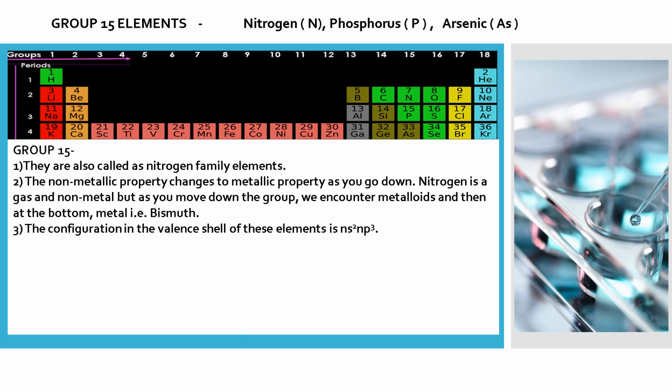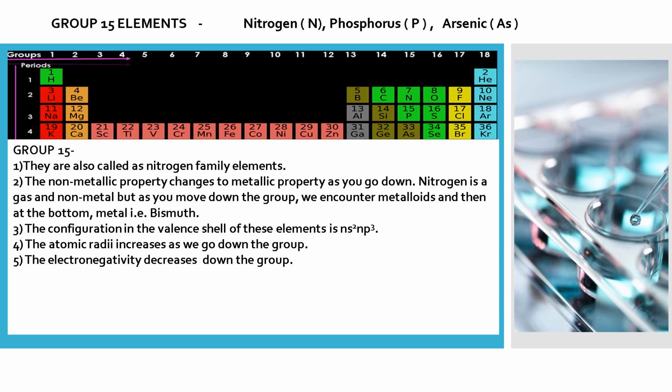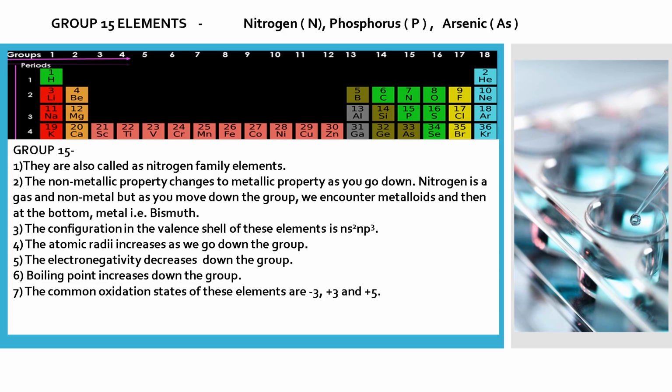The atomic radii increases as we go down the group. The electronegativity decreases down the group. Boiling point increases down the group. The common oxidation states of these elements are -3, +3 and +5.